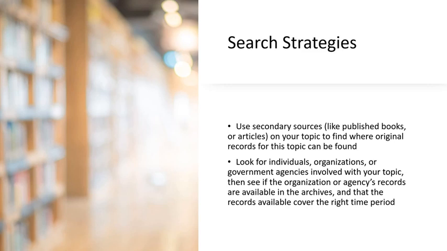So we'll go over some search strategies. You may already be familiar with a lot of this, but I wanted to go over some of the strategies that I use when searching the collection here at the Georgia Archives. So first off, I will check secondary sources. And again, this is going to be things like scholarly books or academic journal articles. I use the Georgia Historical Quarterly a lot, for example.